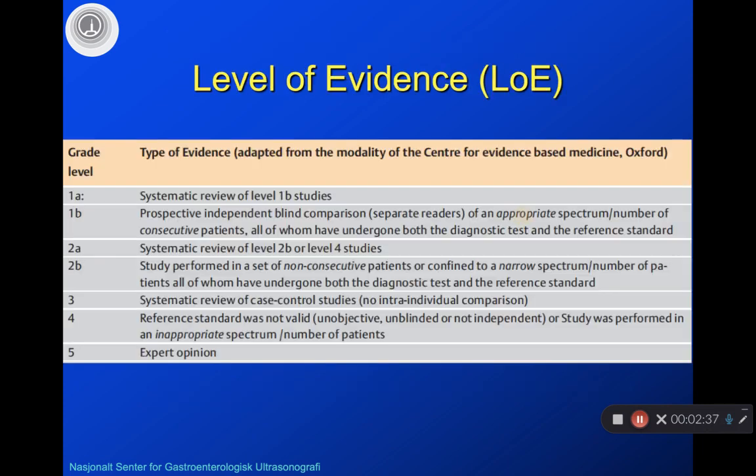So in this lecture I will take you through some of these guidelines. But of course I do not have time to go into depth in all of them, and some will also be covered by the other lecturers of this webinar.